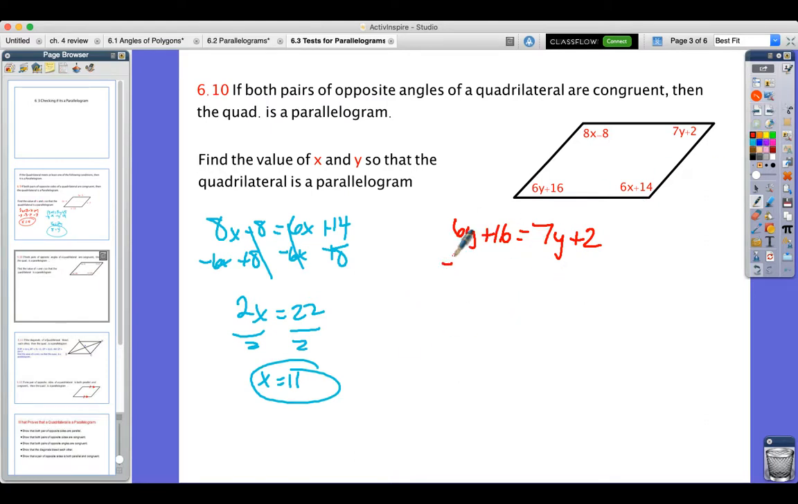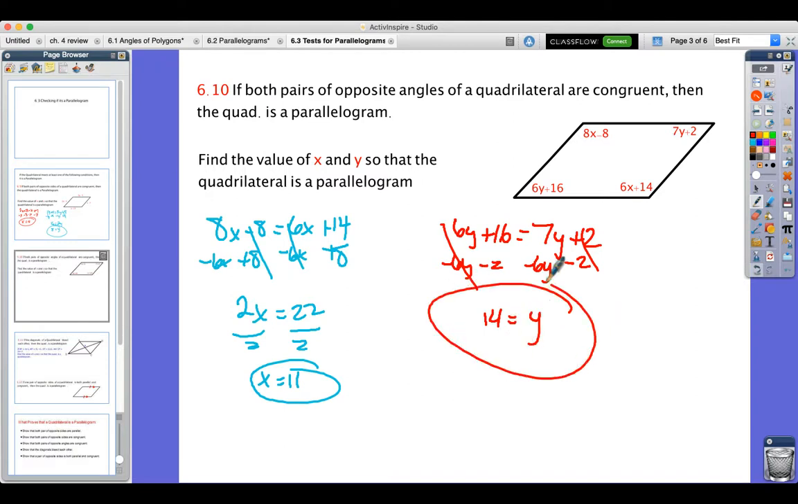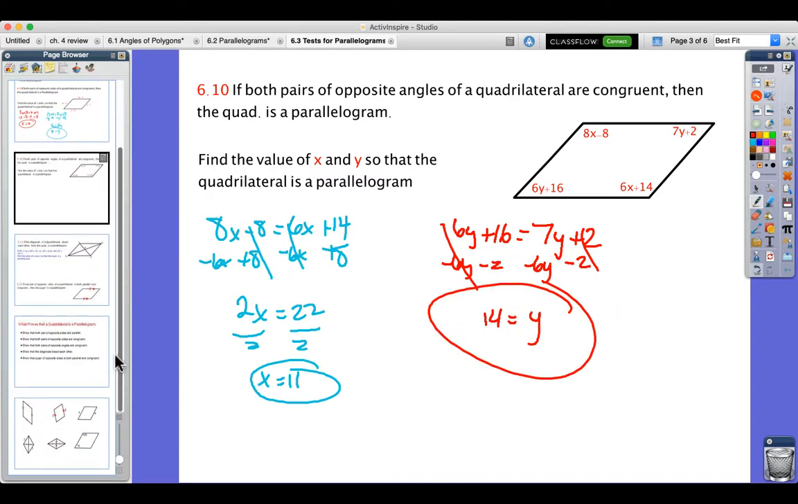And with y, we'll subtract 6y from both sides. Subtract 2 from both sides. We're left with 14 equals y. Look at that. Good job, y'all.